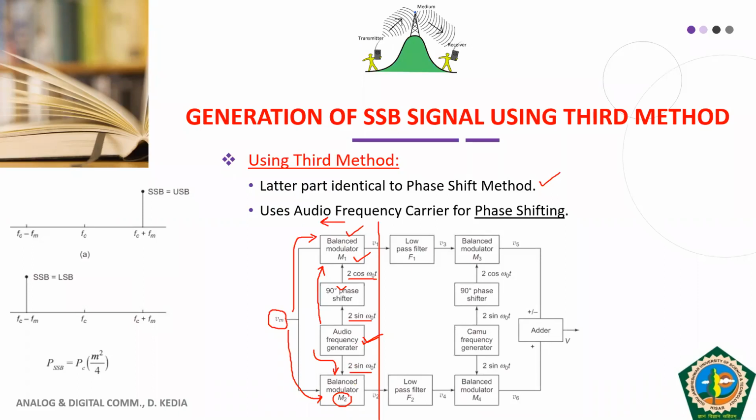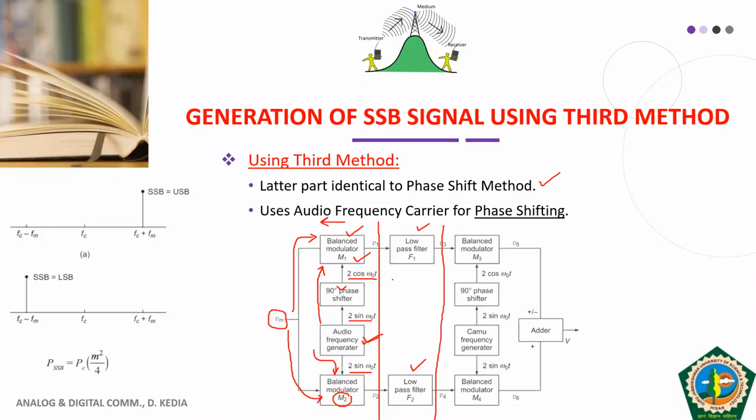So after we have obtained the outputs of balance modulator 1 and balance modulator 2, we pass our signal through low pass filters. I'll tell you what these low pass filters do for us. You will be able to understand this in the mathematical analysis on the next slide.